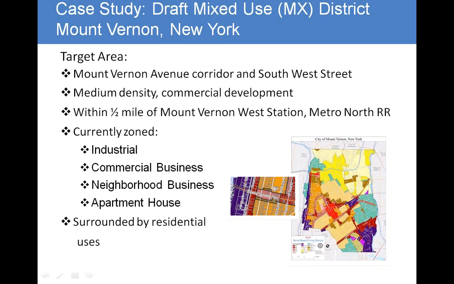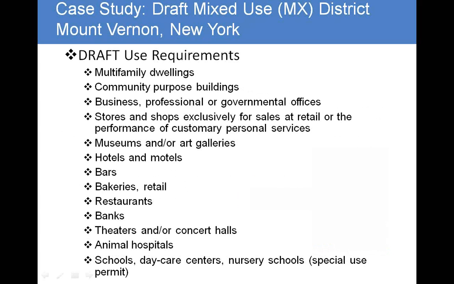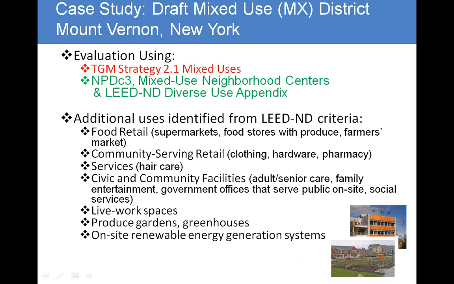To describe the evaluation, I'll briefly present a few provisions of the draft ordinance and then explain recommended changes based on the evaluation using the manual's relevant strategies. The evaluation began by considering the permitted, accessory, and special uses listed in the draft mixed-use zone. As you can see, the draft included many residential and commercial uses already. We compared these draft use requirements to Manual Strategy 2.1 mixed uses.